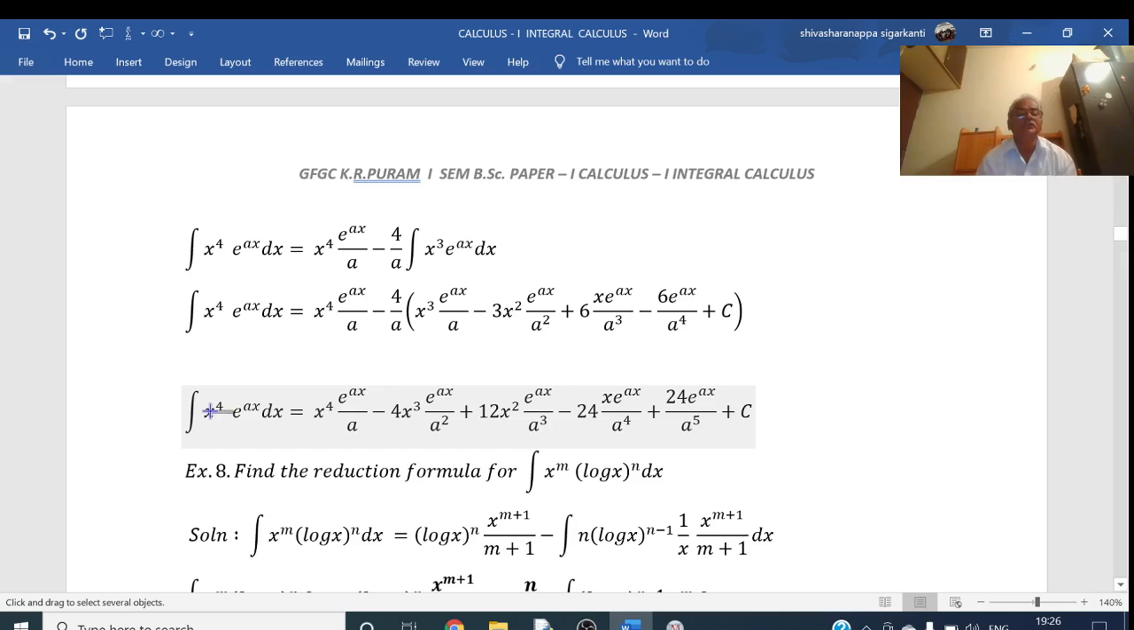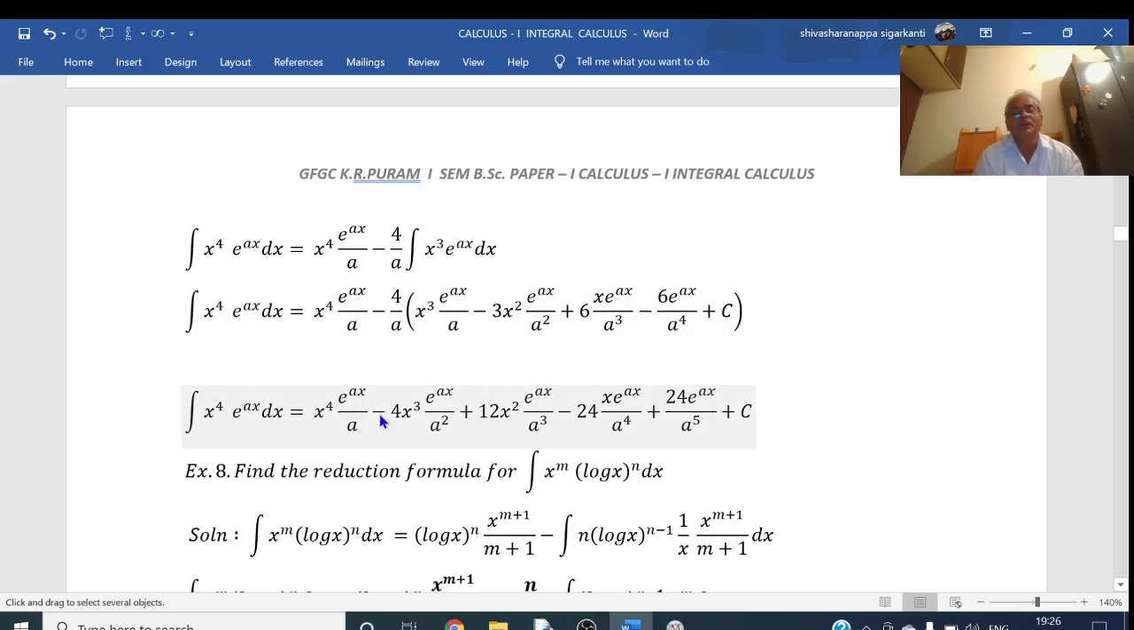What we do here is, this is the first function. You have to take the algebraic function, that is x to the power of n, as the first function and e to the power of ax as the second function. What we need to do here is write the first function into the integral of the second. The integration of e to the power of ax is e to the power of ax by a.